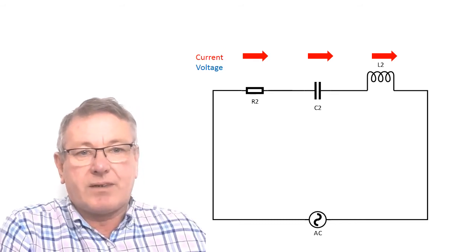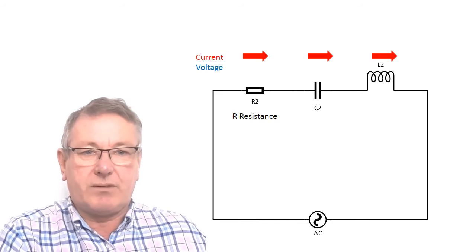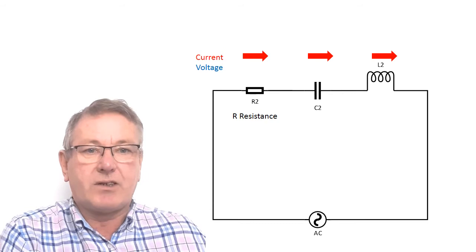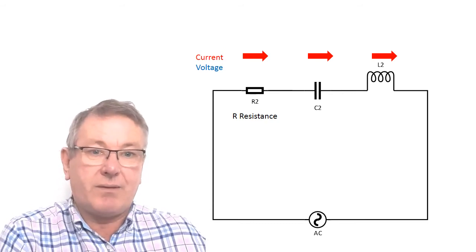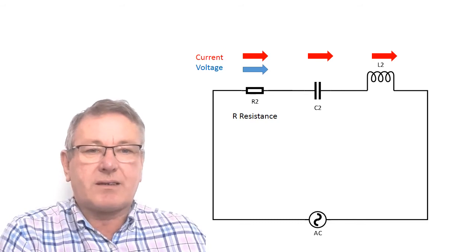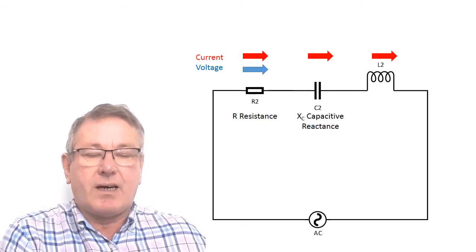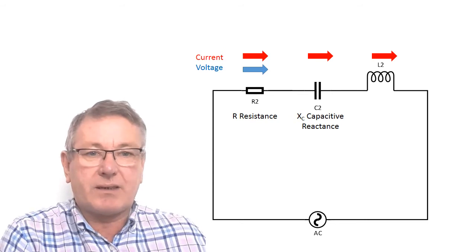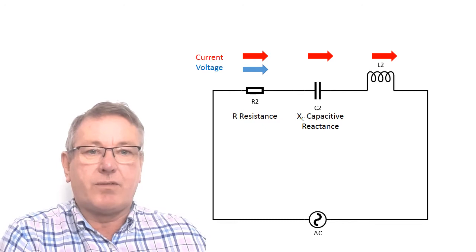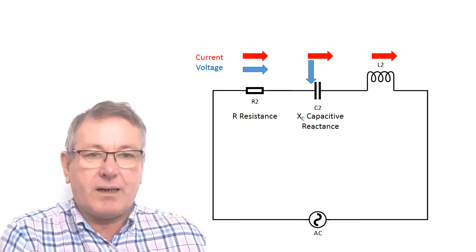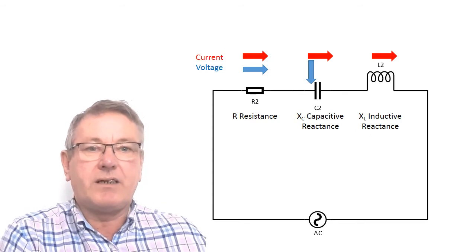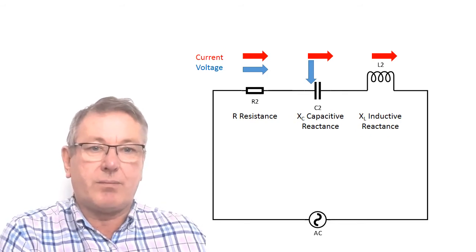Now the resistor has resistance, and we know that in a resistor, current and voltage are in phase. So we can put the voltage in there as in phase. The capacitor has capacitive reactance, and we know that in a capacitor, current leads voltage by 90 degrees. So we can put the voltage in there. And an inductor has inductive reactance, and we know that in an inductor, voltage leads current by 90 degrees.